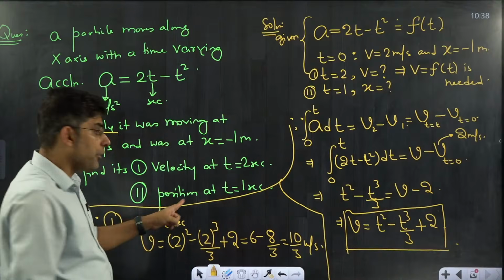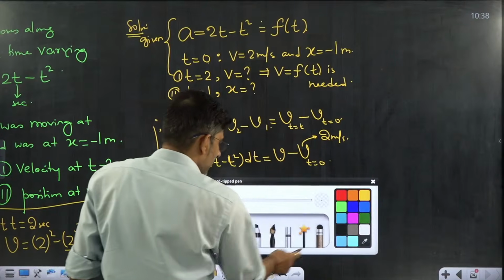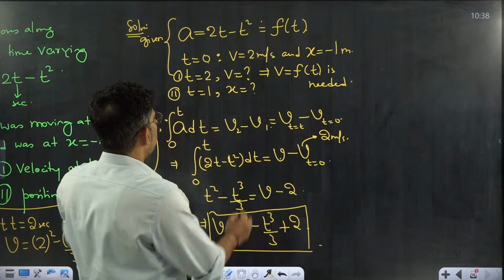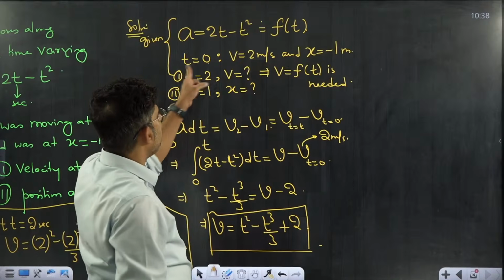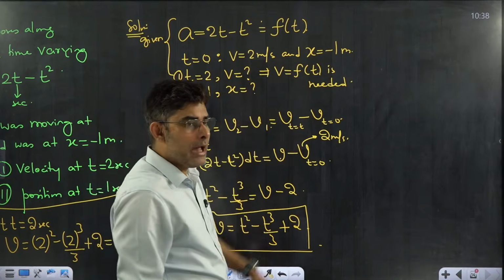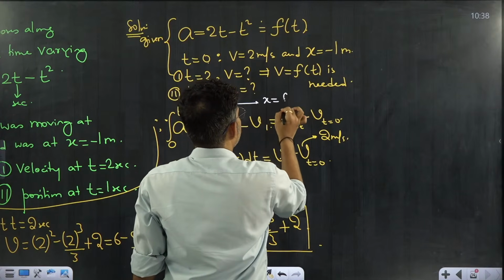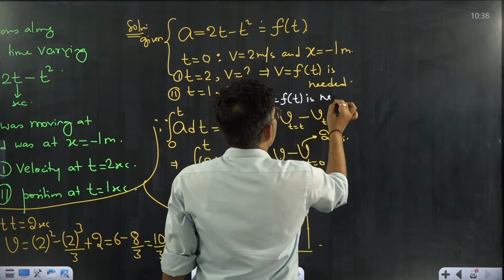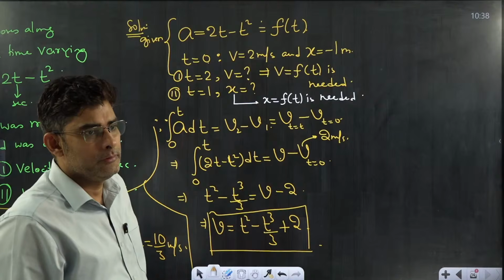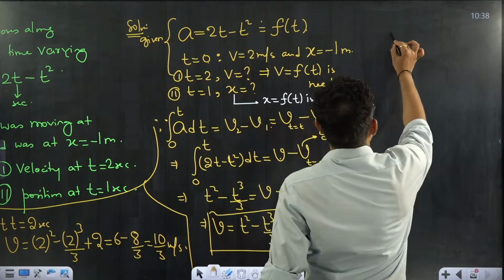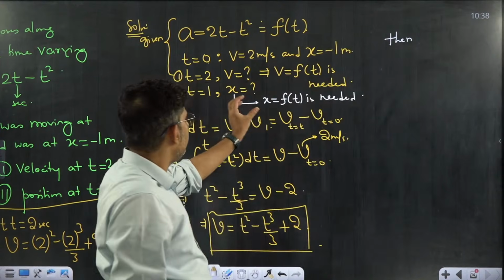Now the second part, position. Again I ask myself, suppose I am a student, I need position. At t equals 1, they are asking x equals how much? At t equals 0, they have given x. So I will say x as a function of time is needed. Beta, if you find x as a function of time, then only can you find the value of x at any time. So for the second part, I have to find x as a function of time.